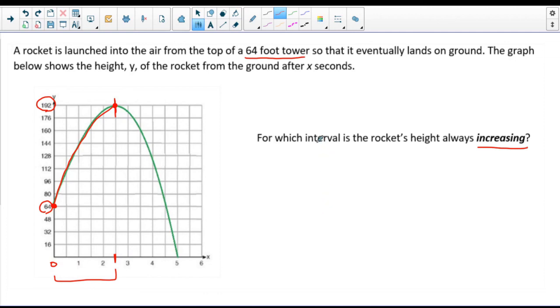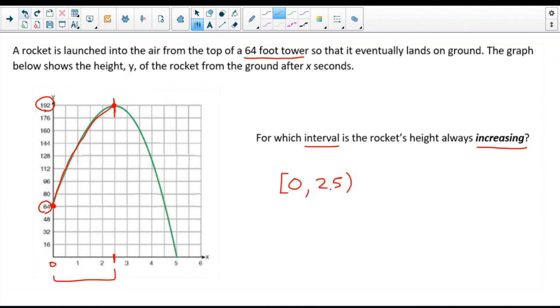We just have to write this in interval notation. So starting at 0, and going all the way up to 2.5. We can also write this using inequality notation. Another way I could write this is to say x has to be greater than or equal to 0, but less than 2.5. These both say the same thing. They're just different notation.